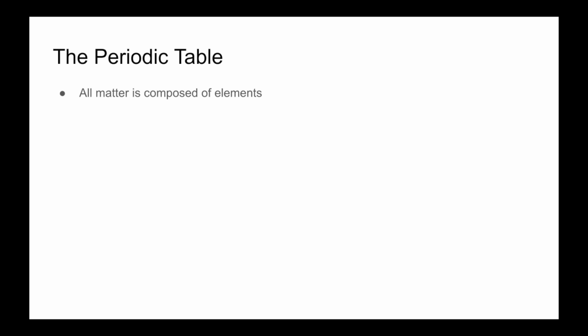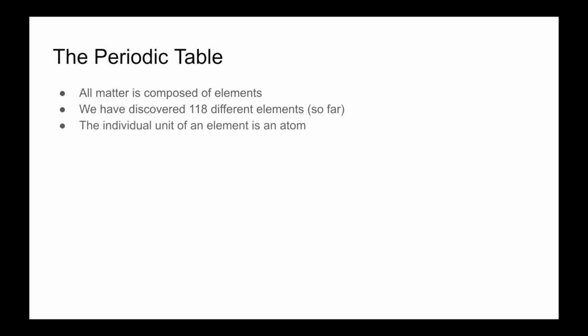First of all, matter is composed of elements. We've discovered 118 different elements so far, although we're still discovering new ones. I think they just discovered the number 118 pretty recently, in the last few years. The individual unit of an element is an atom, which is what you reviewed yesterday.